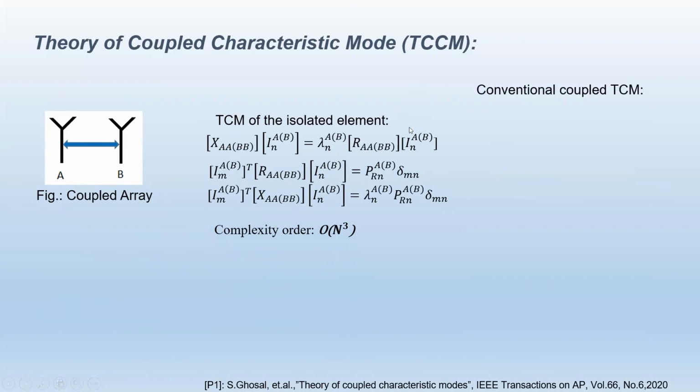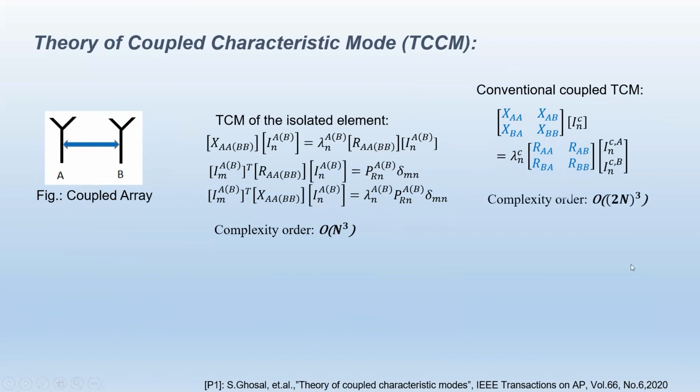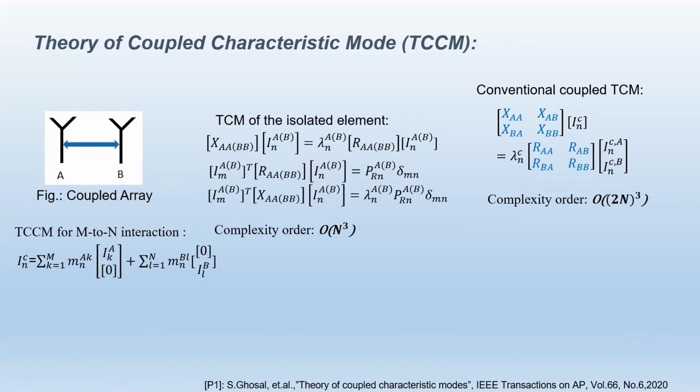Now following this approach, if we compute the total coupled array, the relation is like this. This matrix dimension is 2n by 2n because there are two elements. If you apply conventional characteristic mode analysis, its complexity will be of the order of 2 cube n cube. Now if instead of two elements there are u elements, it will be of order u cube n cube. So the complexity is increasing in cubic order. That's a hugely expensive operation for large arrays, where thousands of antennas are combined together.